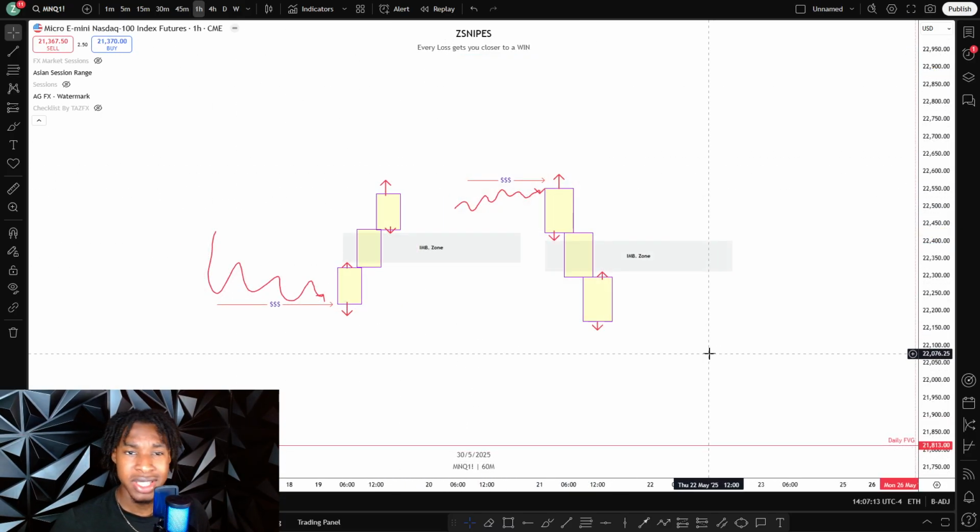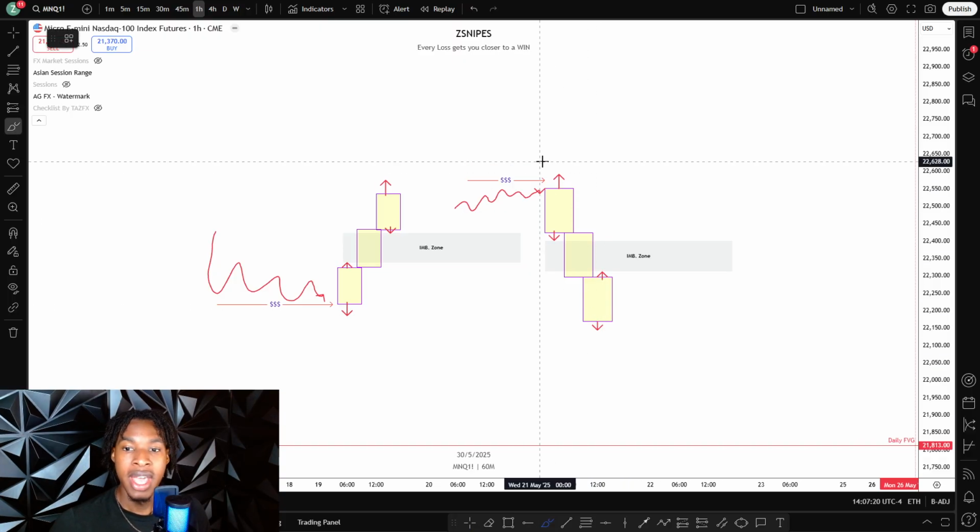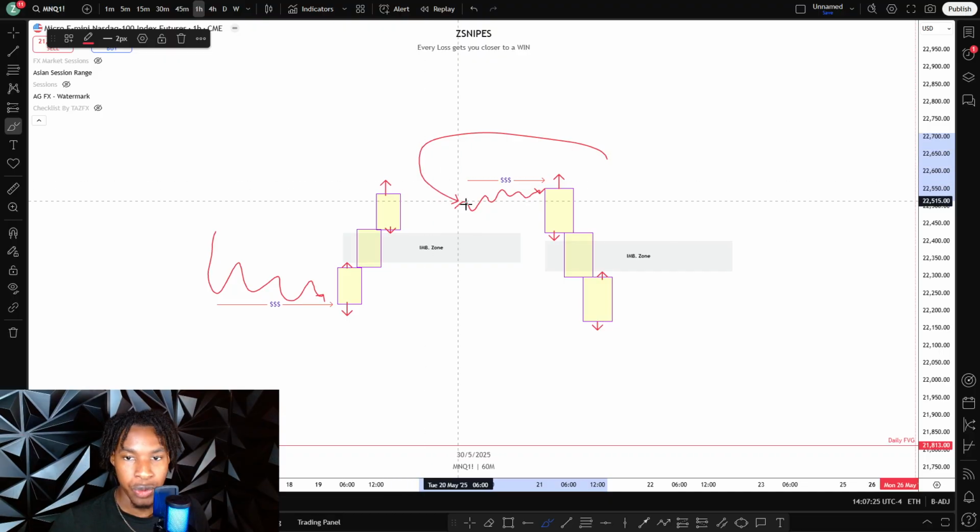So here's a bearish scenario of a bearish fair value gap. This is known as a bullish fair value gap. This is known as a bearish fair value gap. Okay, so in a bearish scenario, it's going to be the exact same thing, but flipped. You're going to have the market sweep highs, right?